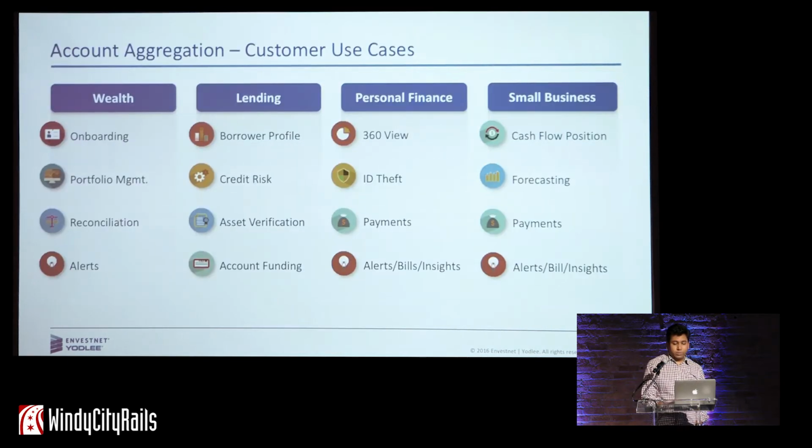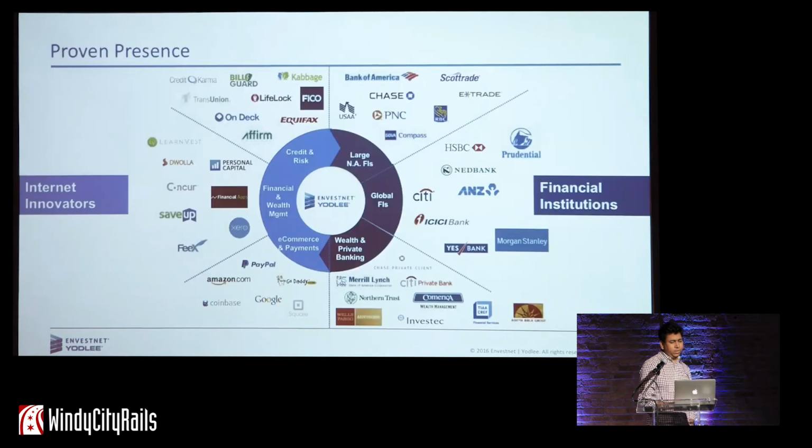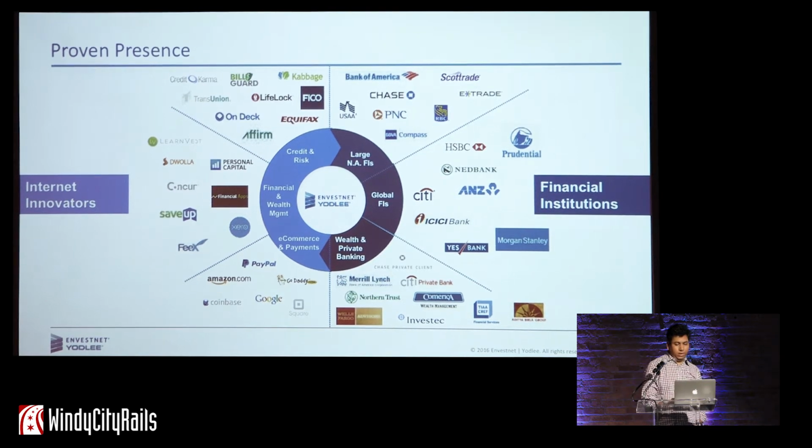Some of the use cases which have been built using the Yodlee platform are in the wealth, lending, personal finance, and small business domains. Particularly in personal finance, a 360-degree view of your finances. Examples are Personal Capital, Mint.com, and ID theft protection. LifeLock uses the Yodlee platform for monitoring your transactions and alerting you in real time if they find anything fraudulent. Quick look at the Yodlee customer map. We work with the big financial institutes as well as internet innovators.